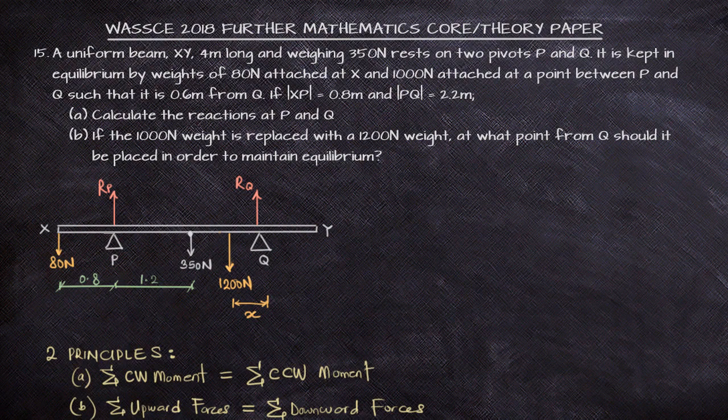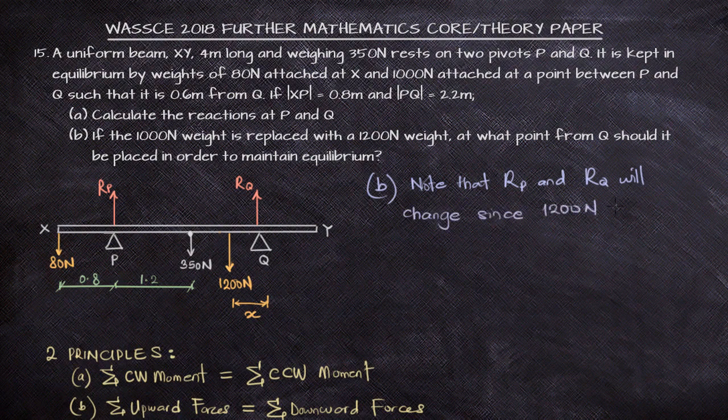Now, what we need to note, which students will generally make a mistake of, is to think that the reaction at point P and the reaction at point Q are still going to be the values that we got in question A. But no, that would be quite wrong. Because we are changing the value of the 1000 Newton, the reaction at P and the reaction at Q will also change. So RP and RQ will change, since the 1200 Newton is now replacing the 1000 Newton that we were using before.